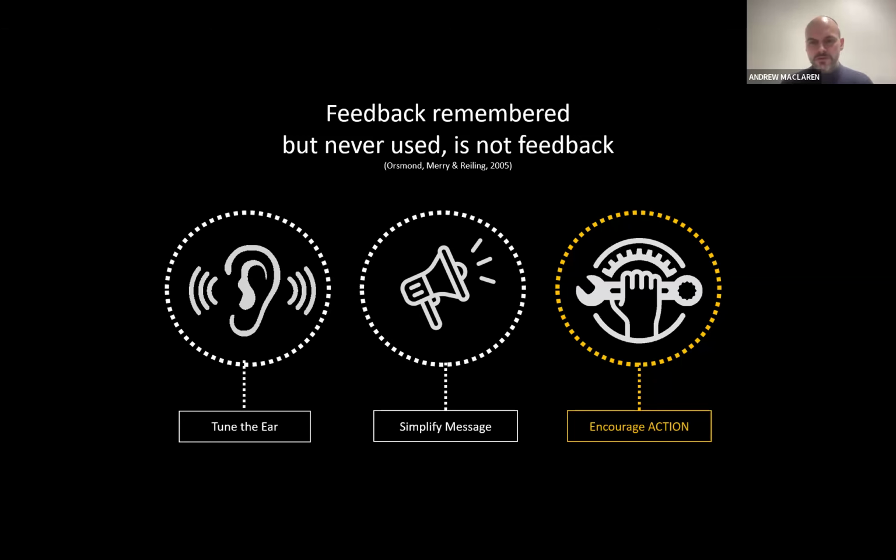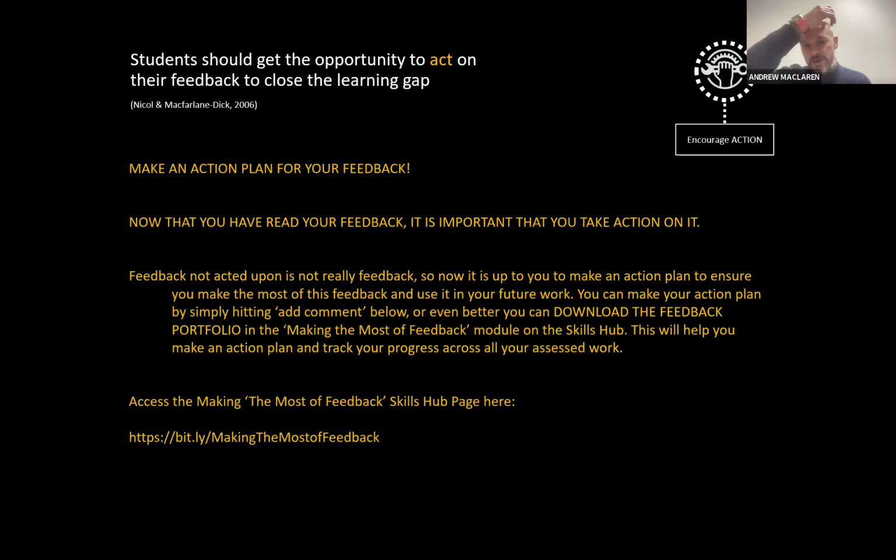So those resources also include, the previous presentation also talked about a kind of tracker. The end of the comments that students receive has a template text that, as you can see on the screen here, says, make an action plan for your feedback. Now that you've read your feedback, it's important you take action on it. And then there's a blurb and then a link to the resources that gives students some guidance on what they can do with their feedback, where they can go next. We've also got template tutorials and workshops for facilitating cohort level feedback after the fact. So there's various materials that we've been developing and are continuing to develop to support educators in helping students take those steps towards taking action.